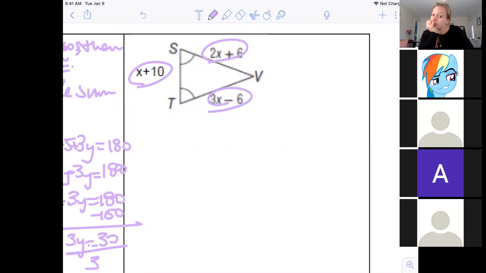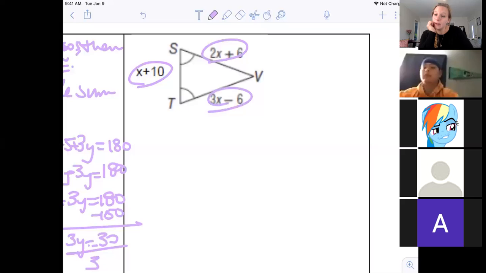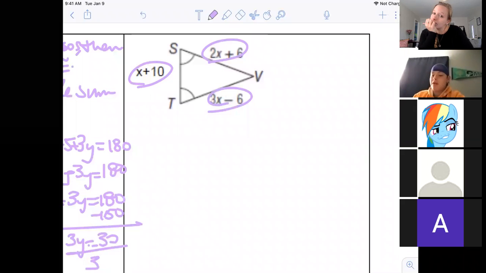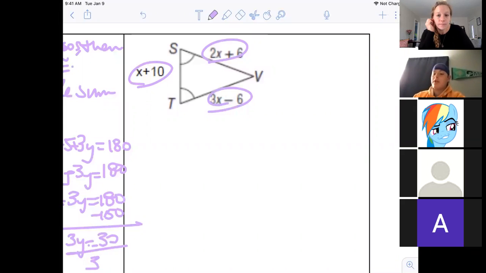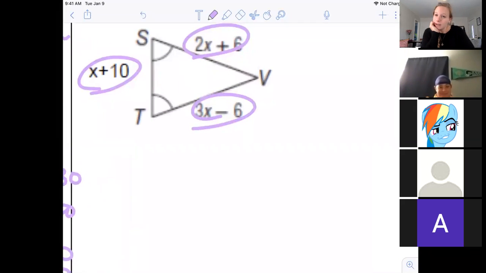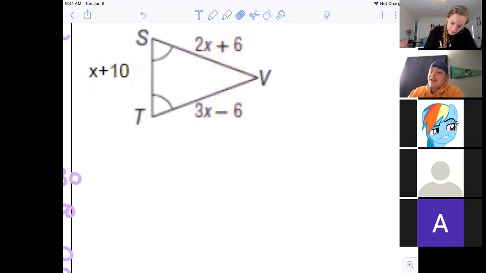Couldn't we just solve for x? Yeah, how do you want to solve for x, Van? Just put x plus 10 plus 2x plus 6 plus 3x minus 6 equals 180. So that would be awesome, Van, if I was having angles. But these are all sides. Oh. Yeah. Can we set them equal to each other? Gwenna, what do you want to set equal to each other? The sides. 2x plus 6 and 3x minus 6, because they're congruent.